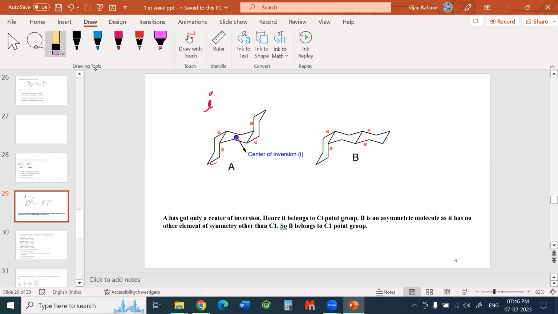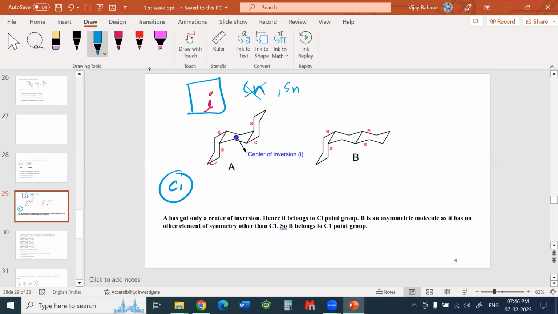Inversion center is there only. Is any other CN there or not? No, nothing. If you pass an axis, no, we cannot pass. Like this also you are not able to pass the axis, right? So CN will not be there. Any kind of SN axis, SN axis also is not there in this one. So this molecule belongs to the Ci point group.